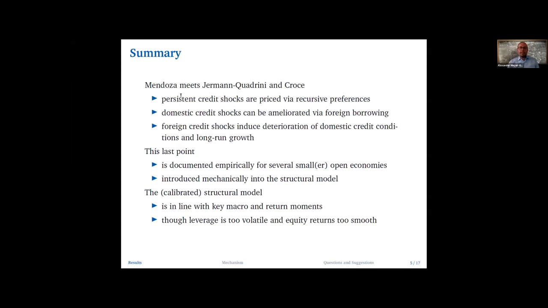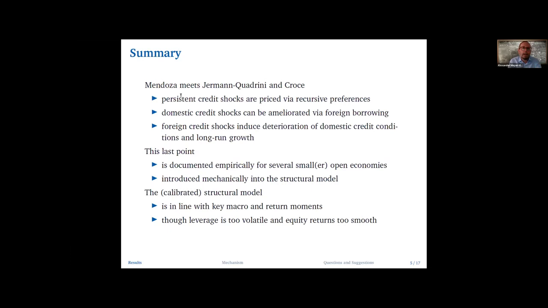All right, so it's a shotgun wedding of three models here. We have the Mendoza, Gourio, Quadrini and Croce models. Really, this open economy, we have financial frictions, and we have this long-run production-based perspective. So we have persistent credit shocks that are then going to be priced via recursive preferences. And I think that's important when you're talking about the results vis-a-vis Gourio and Quadrini. The key, even in the closed economy model, from my perspective, correct me if I'm wrong, is going to be the departure from expected utility preferences and moving to the Epstein-Zin.